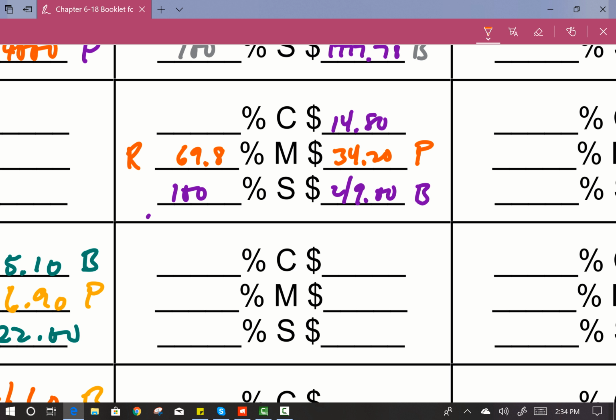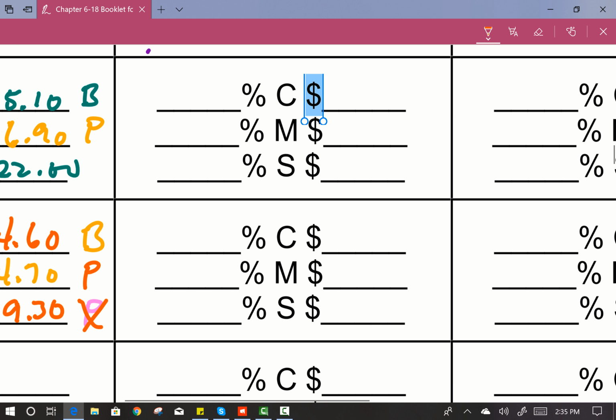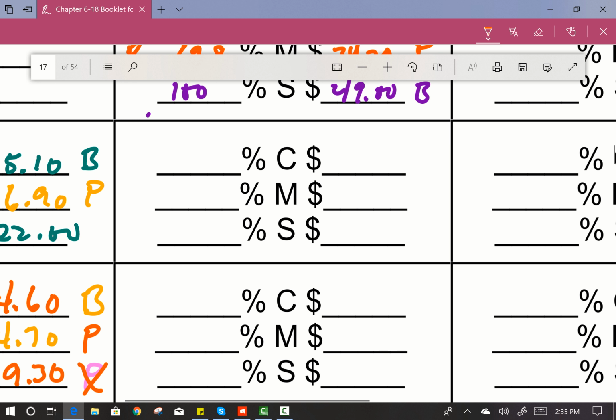And then the difference between 100% and 69.8% is equal to 30.2%, just to finish filling in the blanks, because cost plus markup is equal to selling price. I've determined from this problem that I've marked up my item $34.20, which is 69.8% markup based upon the selling price. Okay, now let's go ahead and take a look at the next question.